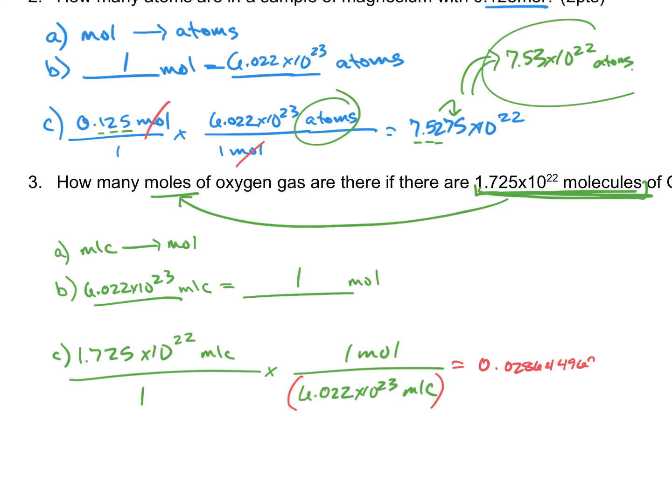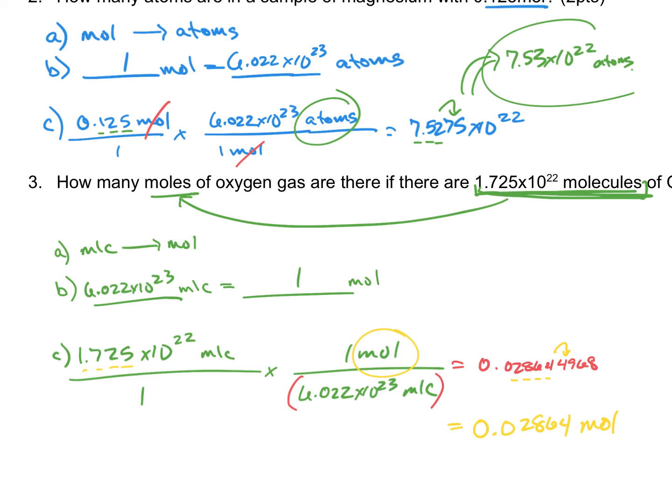0.028644968. Now, obviously, you're not going to use this whole number. The number from the problem has 4 significant figures, 1, 2, 3, 4. So we have to round the 4th significant figure based on the number that comes after. So our final answer would be 0.02864, and then the only units that remain are moles.